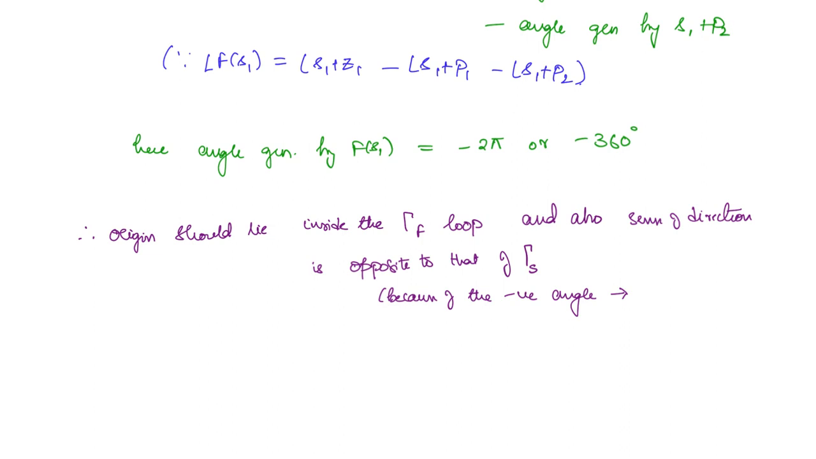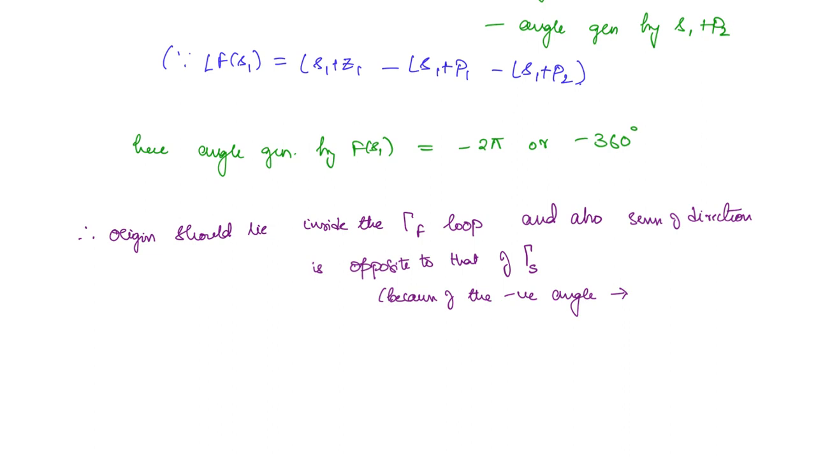If it was a 0, then you would have gotten a positive angle, right? So in this equation you can see that the 0 is positive, the poles have negative values. So if a 0 is inside the gamma s, then a positive angle will be generated. So then gamma f will be enclosing the origin, but the sense of direction will be in the same direction as gamma s. Okay, so this is the basic idea, and now we can write the conclusion.